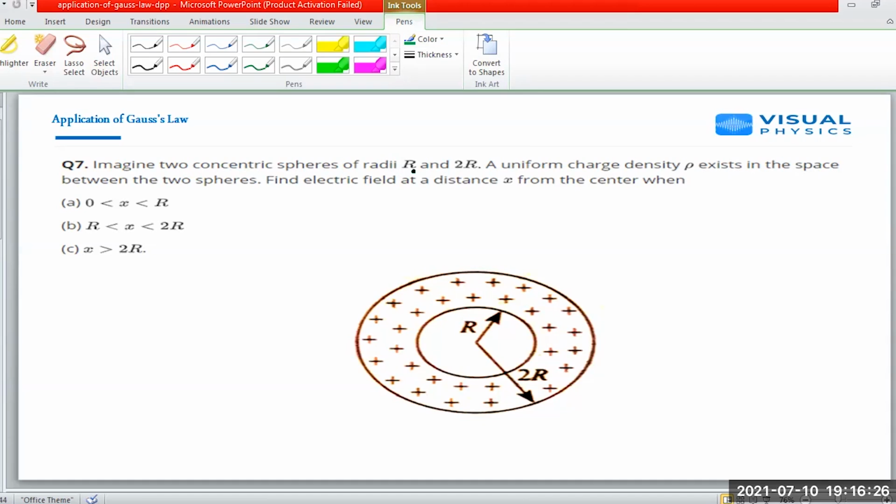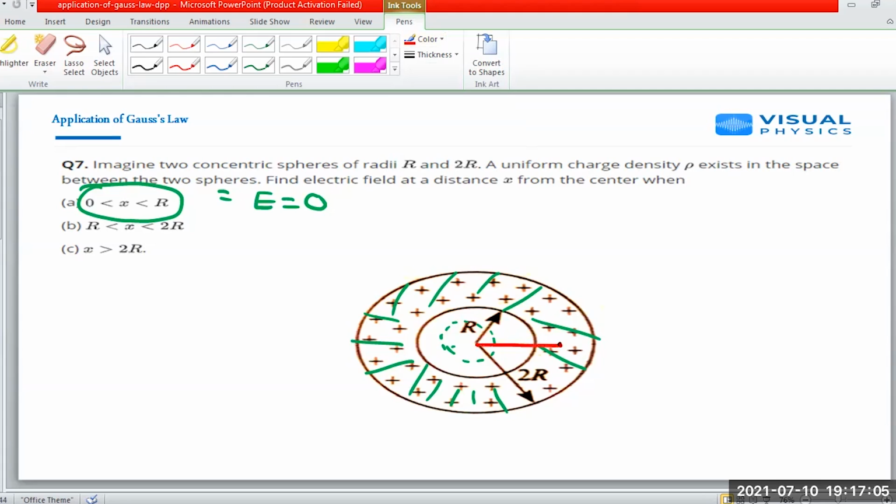Question number 7 says, imagine two concentric spheres of radii r and 2r as shown in the diagram. A uniform charge density rho exists in this space. Only in this space we are having uniform charge density. Find the electric field. So simply, if it is inside these concentric shells, obviously here electric field will be simply 0. For region 1, if I take a Gaussian surface inside it, obviously no charge is enclosed, so electric flux will be 0.